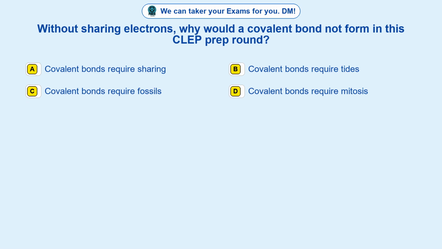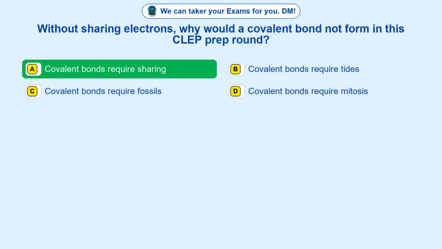Question 34. Without sharing electrons, why would a covalent bond not form in the CLEP prep round? Option A, covalent bonds require sharing. Option B, covalent bonds require tides. Option C, covalent bonds require fossils. Option D, covalent bonds require mitosis. The correct answer is option A.